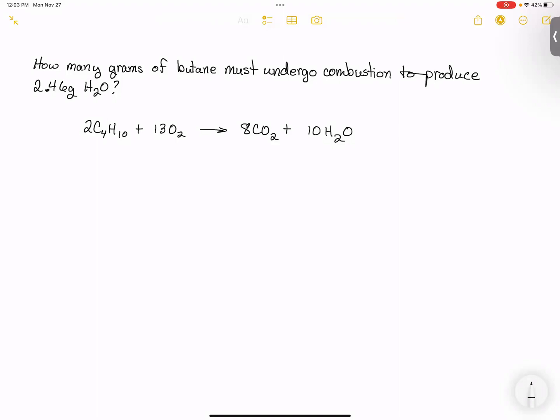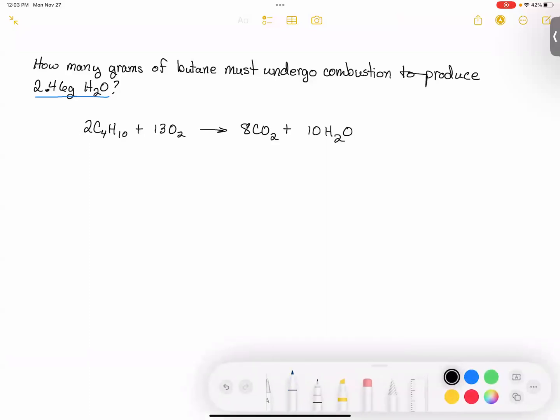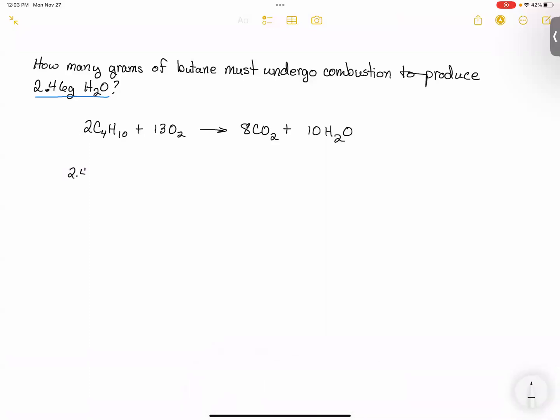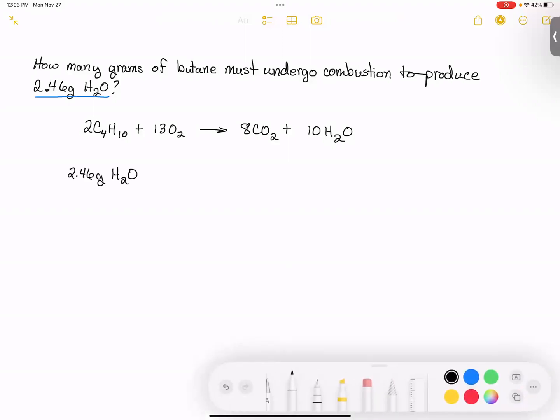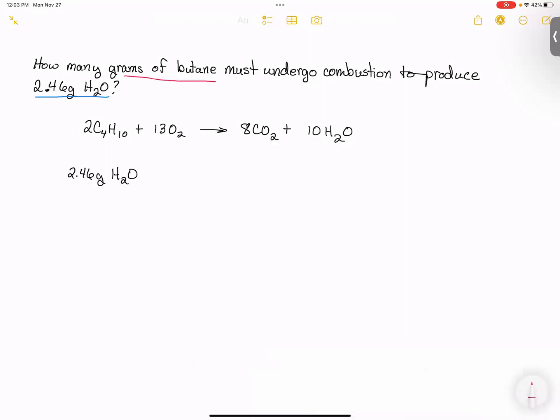Okay, so how many grams of butane must undergo combustion to produce 2.46 grams of water, according to the reaction where butane reacts with oxygen to form CO2 and water? Okay, let's identify what we have been given. We have been given 2.46 grams of water. And let's identify what we want to solve for. We want grams of butane.